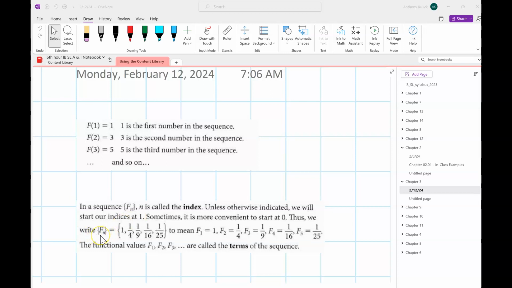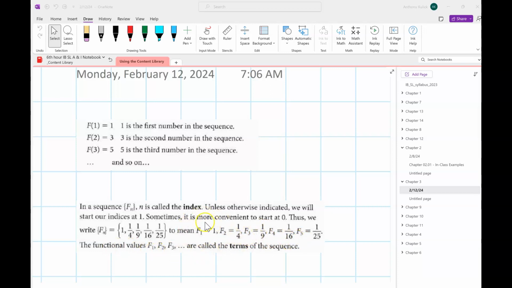An example for a sequence might be the set of values 1, 1/4, 1/9, 1/16, and 1/25. What that means is that since the first term is 1, f subscript 1 is equal to 1. Since the second term is 1/4, f subscript 2 is equal to 1/4. Since the third term is 1/9, f subscript 3 is equal to 1/9, etc. Is everybody okay with how we did that?